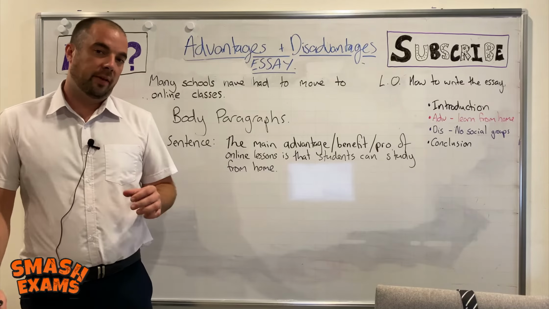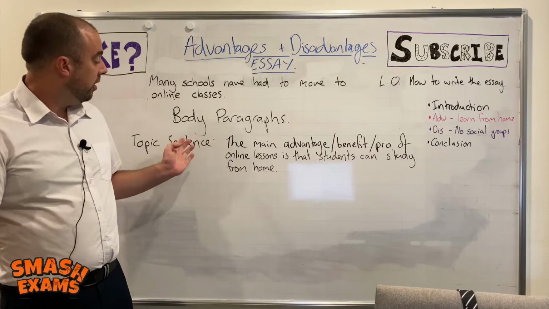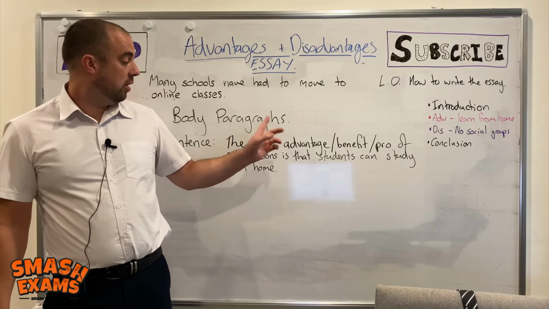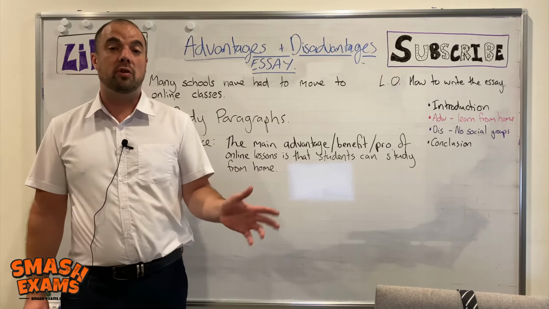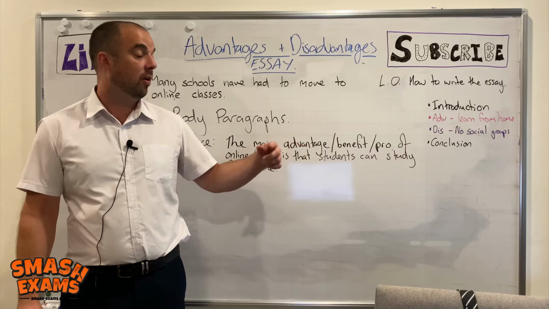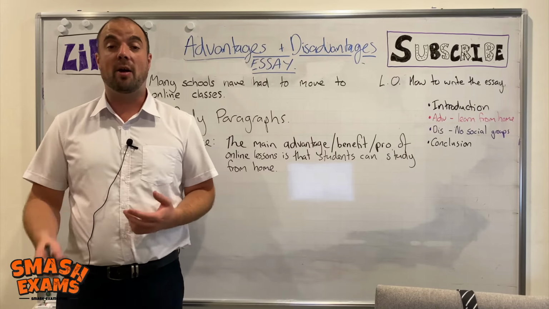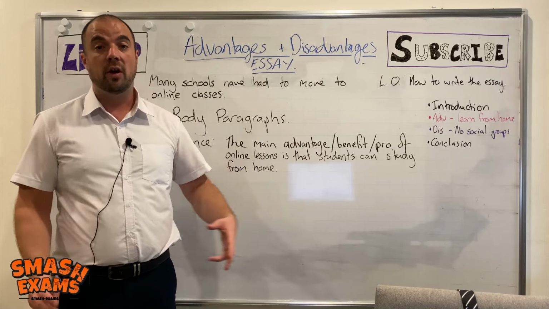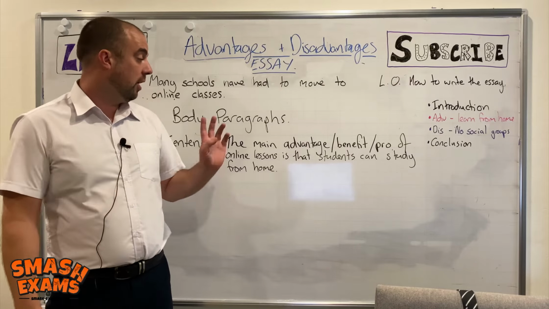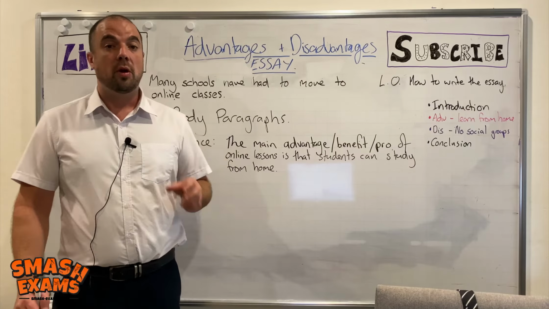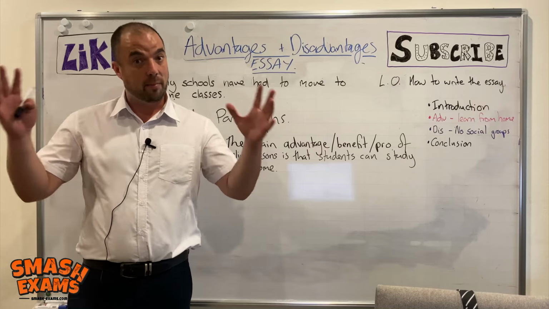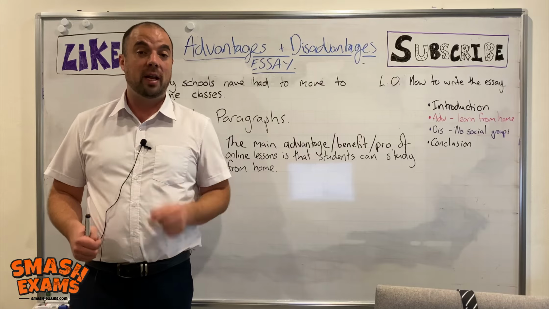So my topic sentence for the first body paragraph is, the main advantage of online lessons is that students can study from home. You could also change advantage here to benefit or pro, depending on how many times you've used each of these words. They're mostly interchangeable. So the main benefit of online lessons is that students can study from home. Great, we have our topic sentence. That's the main idea of the paragraph. Let's develop it a little bit.